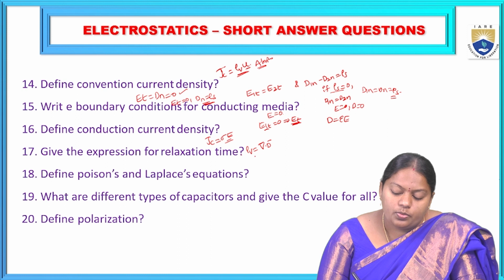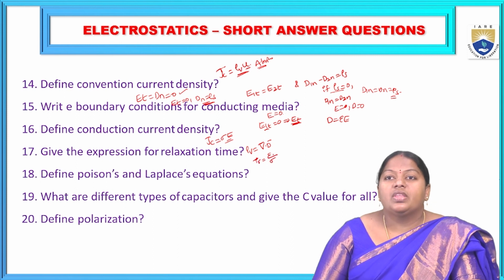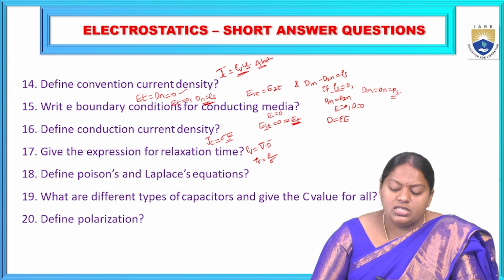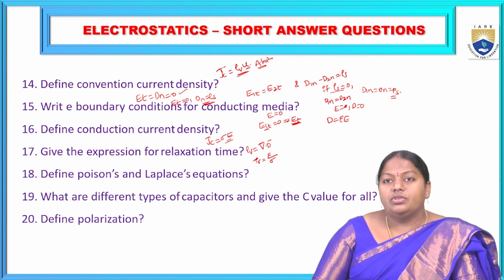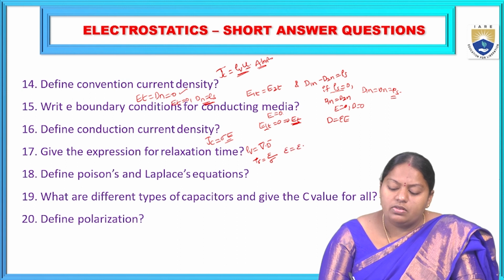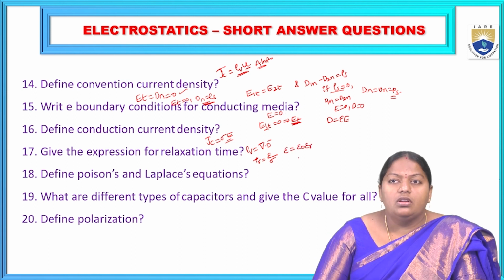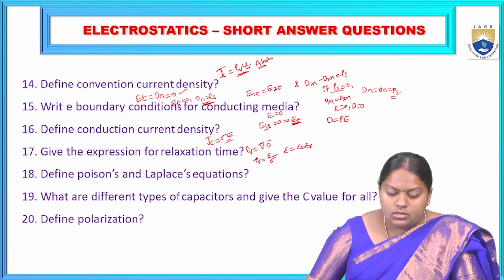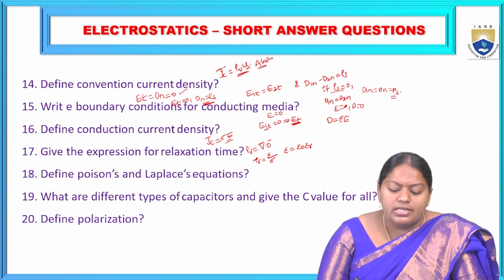Right? So based upon rho v equal to del dot D, we are going to derive the expression for the relaxation time, Tr equal to epsilon by sigma, where epsilon is the permittivity of the material and sigma is the conductivity of the material. As we know, epsilon equals epsilon naught into epsilon r. Okay. So next, define Poisson's and Laplace's equations.